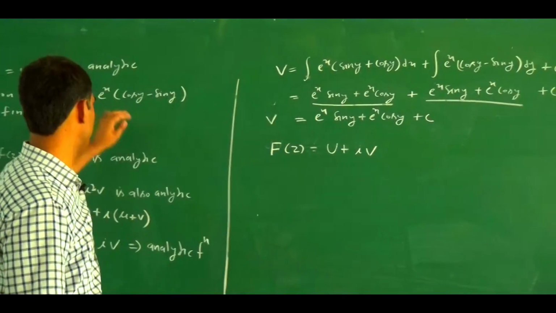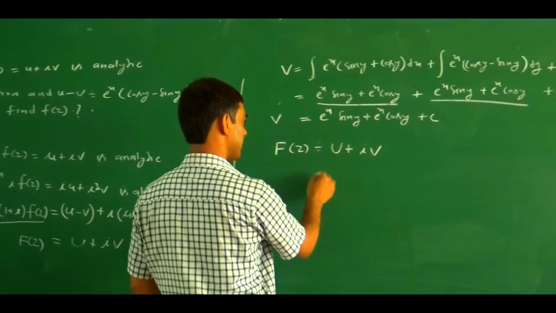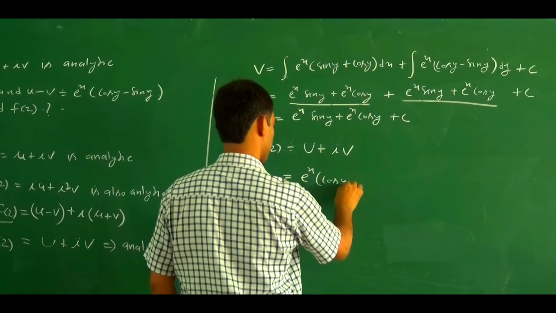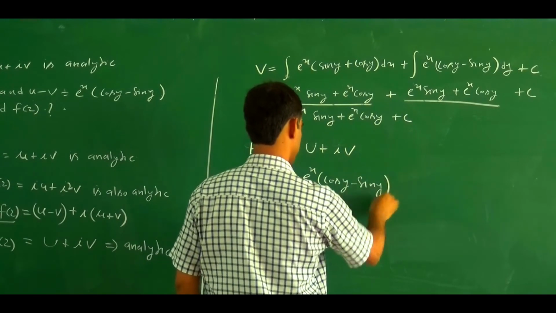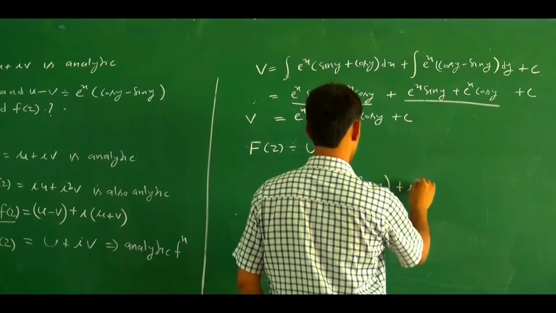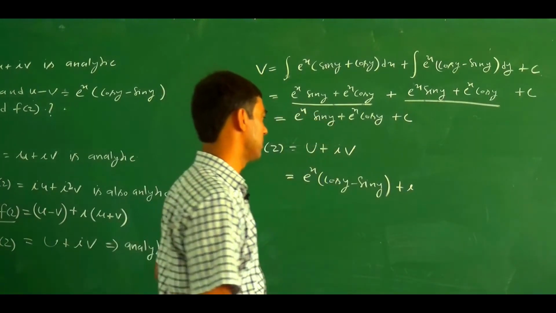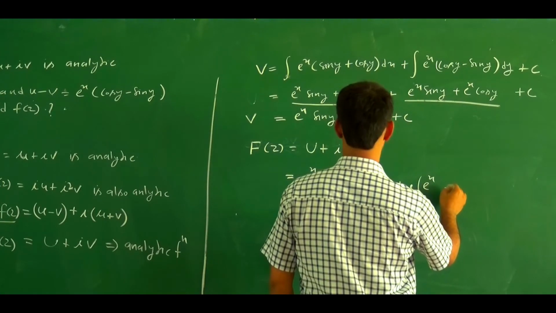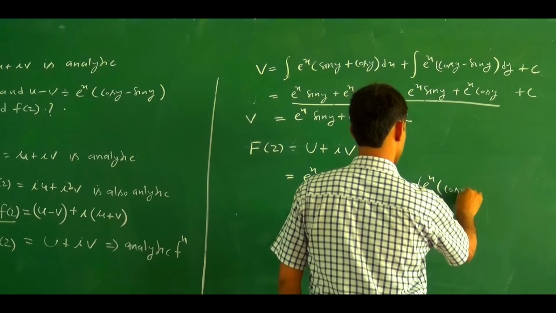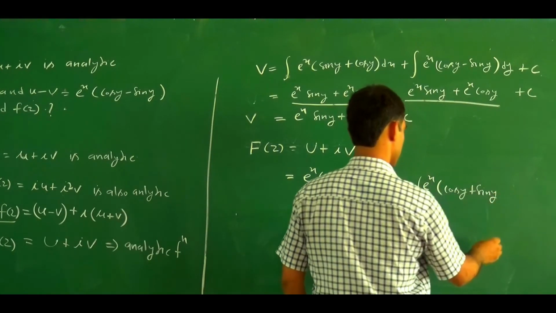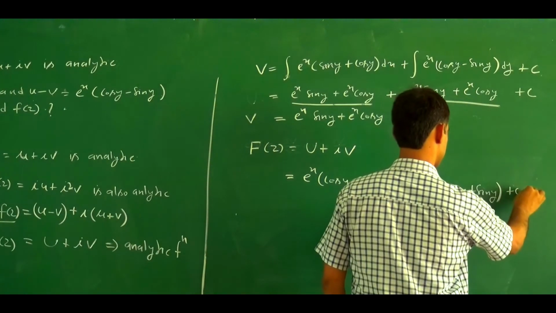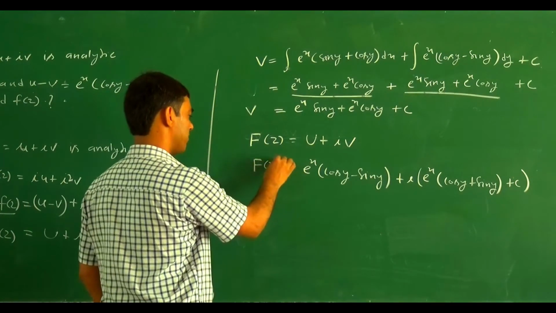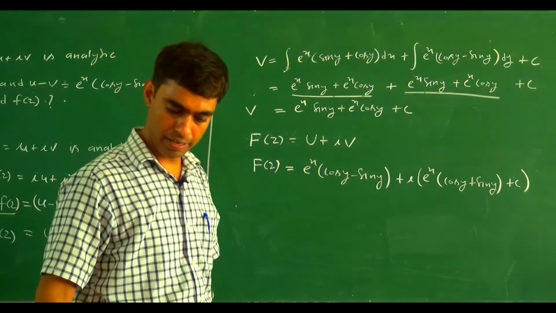What is the capital U? Capital U is e^x (cos y − sin y) plus i. What is the B? That we have calculated here: i e^x (cos y + sin y) plus a constant c. So this one is the value of capital F(z).